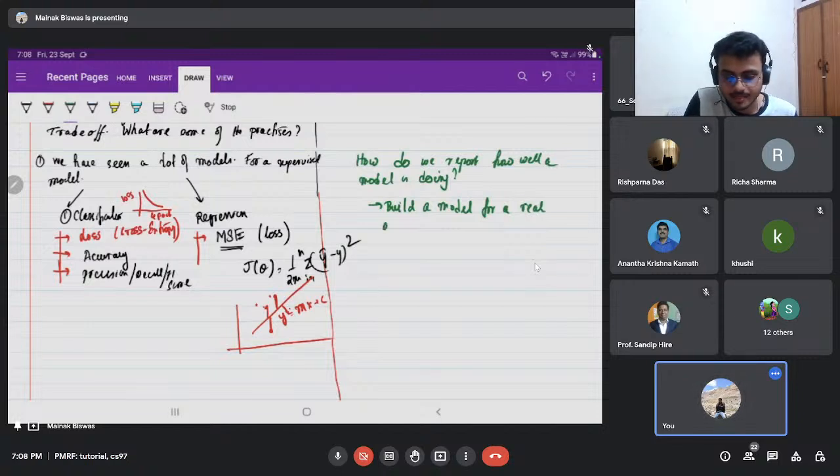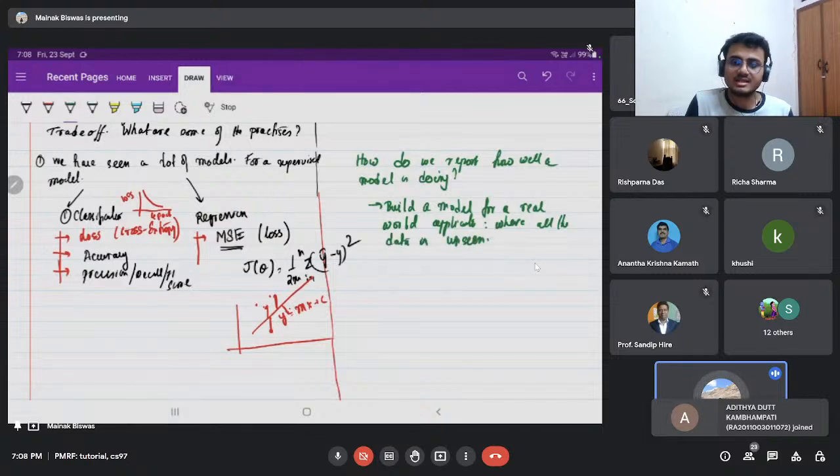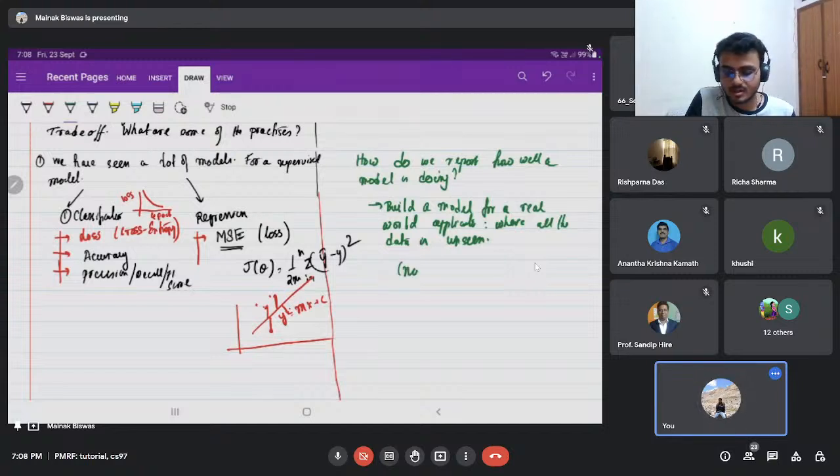Real world applications, where all the data is unseen. What do I mean by unseen? Not used for training purposes, not in the training set.